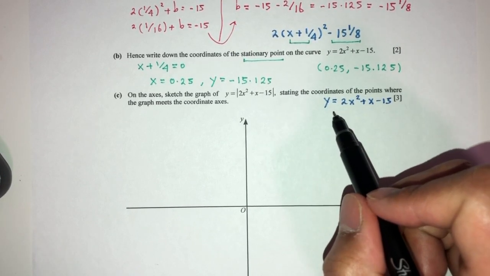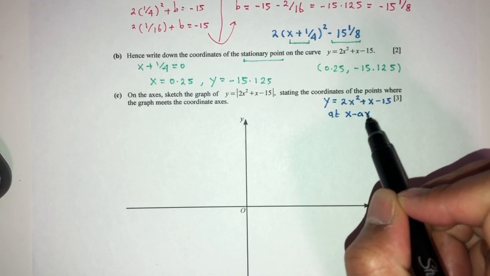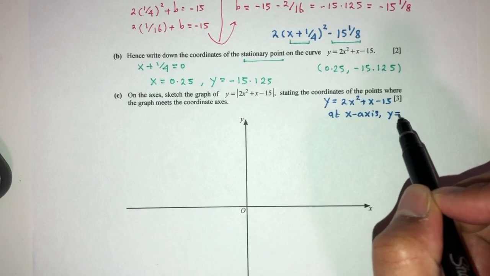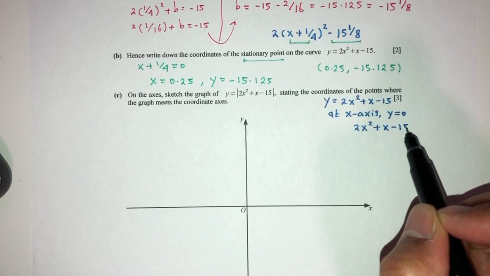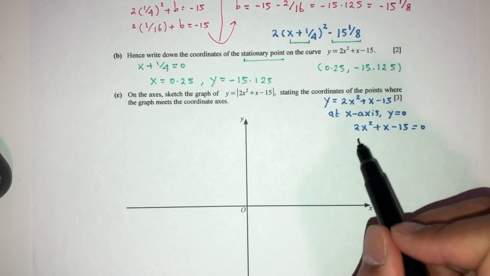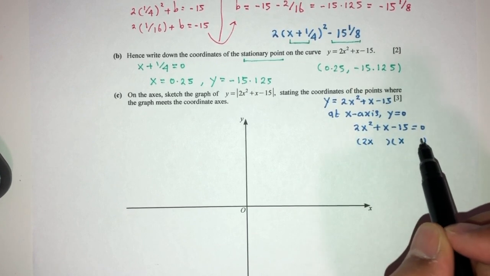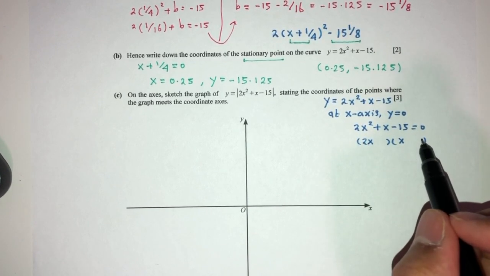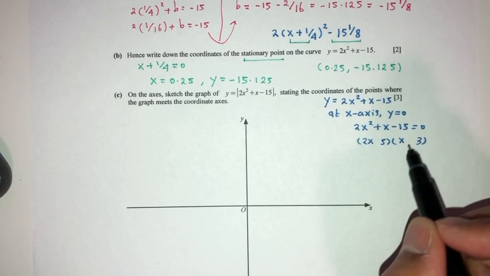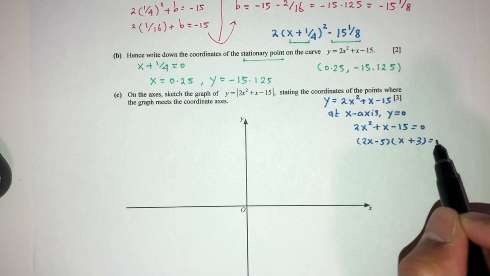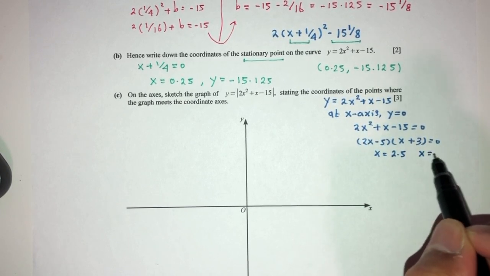Now at the x-axis, what do we know? y has to be 0. You will have 2x squared plus x minus 15 equal to 0. So factorize. That will be 2x times x. 15 is 5 times 3, so 3 here and 5 here. To get plus 1, we have to have plus 6 minus 5. So x will be 2.5, x will be minus 3.